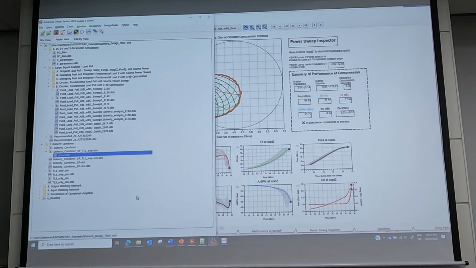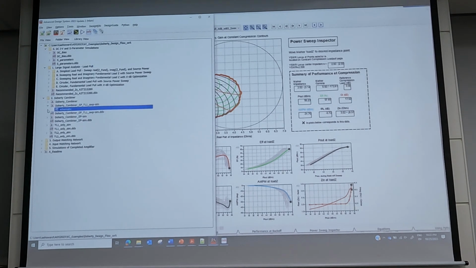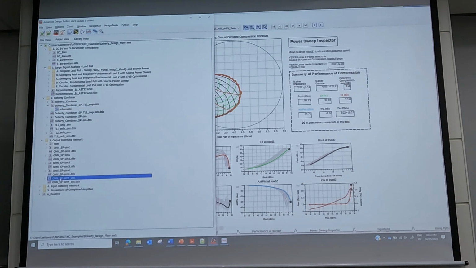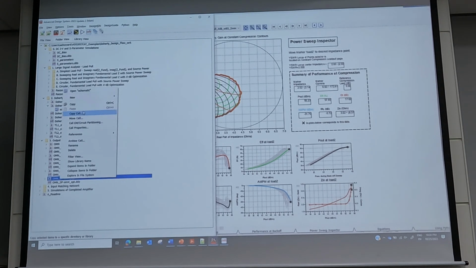Okay, maybe I already showed this, but this is the output matching network. There are a number of different load pulls included here. You certainly don't have to do all of them. You can pick whichever one you want to use. So this is an optimization of the matching network. I already showed this here.